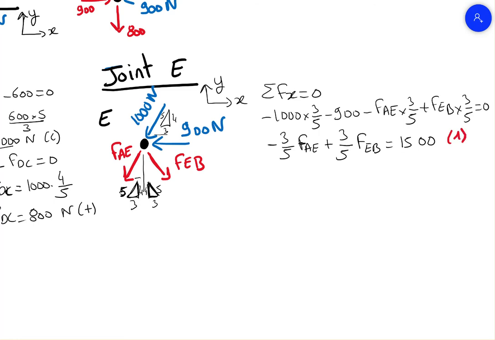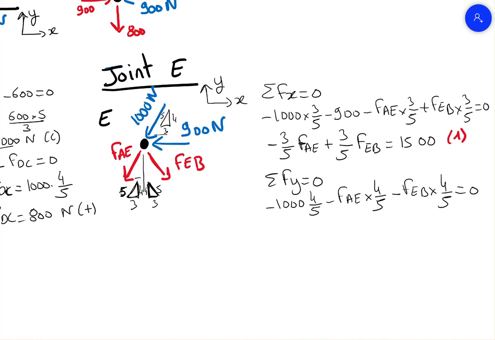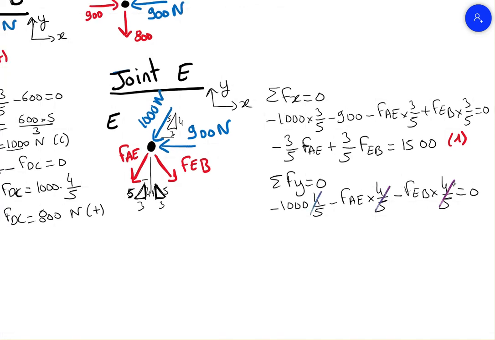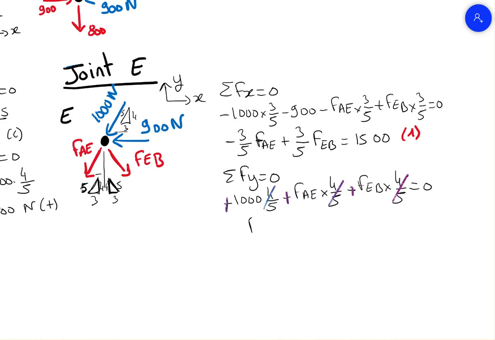And my equation for the y, sum of the forces on the y, is equal to 0. So I have this one, minus 1000 times 4 divided by 5, minus FAE times 4 divided by 5, minus FEB times 4 divided by 5, is equal to 0. Okay, you can remove all the 4 divided by 5 and all the minus. So we get FAE plus FEB is equal to minus 1000. That's my equation number 2.